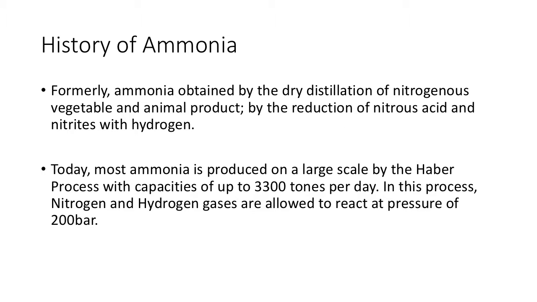History of ammonia. Formerly, ammonia was obtained by the dry distillation of nitrogenous vegetable and animal products, and by the reduction of nitrous acid and nitrate with hydrogen. Today, most ammonia is produced on a large scale by the Haber process with capacities of up to 3,300 tons per day. In this process, nitrogen and hydrogen gas are allowed to react at a pressure of 200 bars.